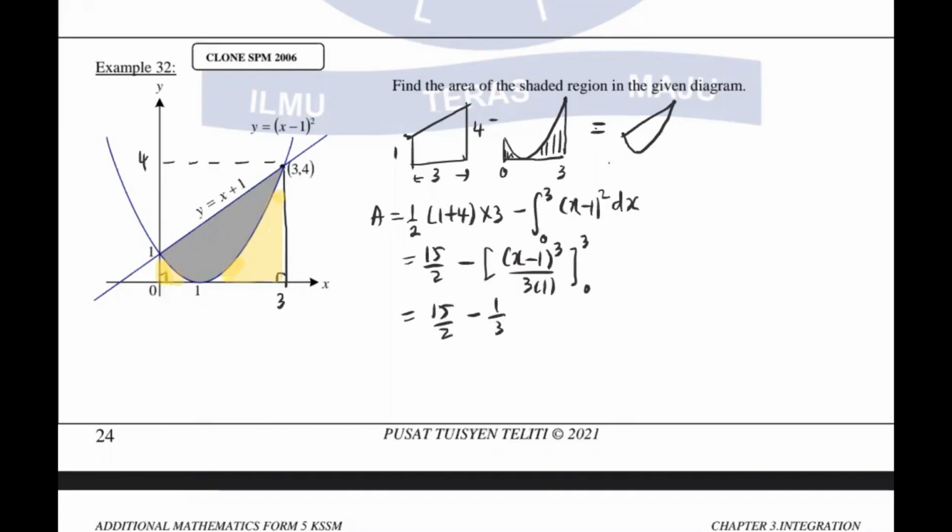This one, I will put 3 inside. 3 minus 1 is 2. All right? 2 power 3, you can write 8. But be careful, when I put 0 inside your composite function, it's not going to be 0 because 0 minus 1 is negative 1. So this is a negative 1 power 3 here. So this is 15 over 2 minus 8 minus negative 1, which is 9. 9 over 3 is 3. So this will give us 15 minus 6 over 2, which is 9 over 2, or 4.5 square units. Okay.